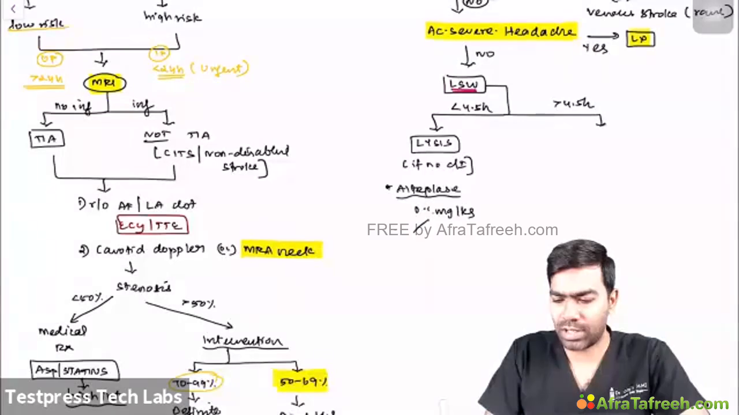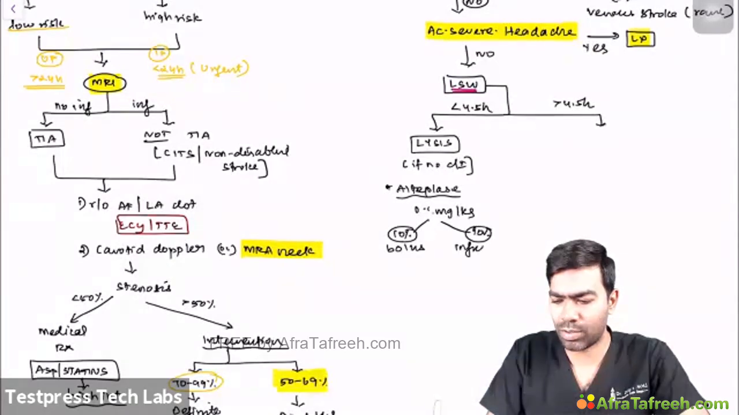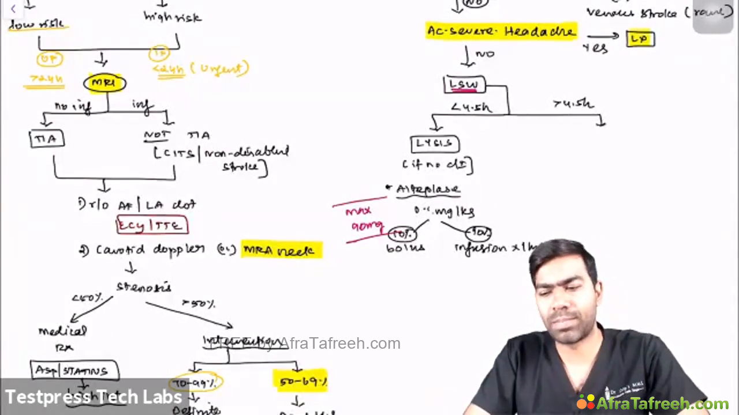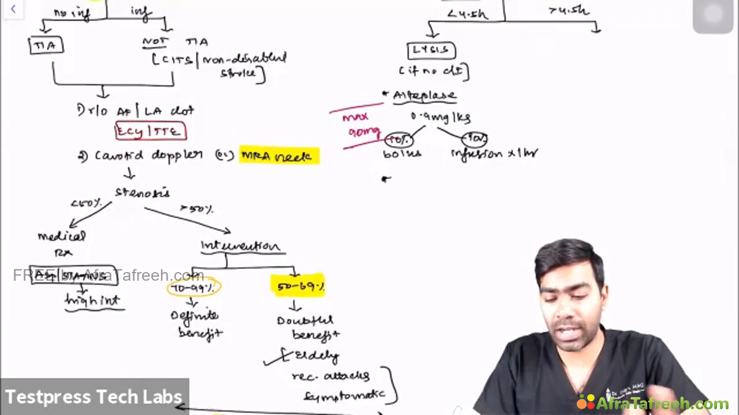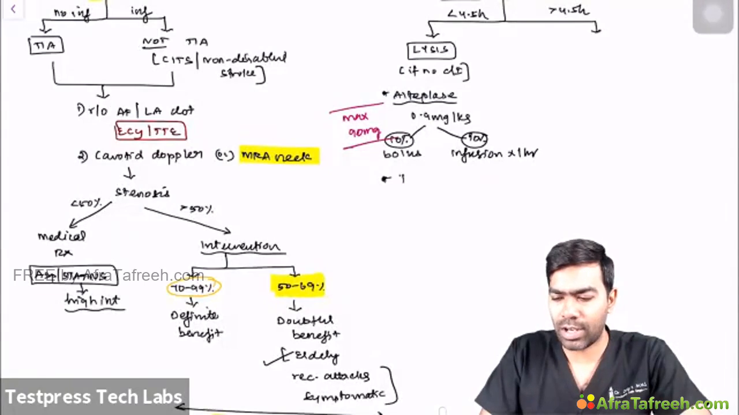Of that, 10% should be given as a bolus, and the remaining 90% will be given as an infusion over 1 hour. The maximum dose that you should use in stroke is 90 milligram. If you take your pages back and see, in MI you would have used 100 milligram, but in stroke it's always a little less, 10 milligram less. 0.9 milligram per kilogram, maximum dose is 90 milligram. Of that, 10% you will give as bolus and 90% as an infusion over 1 hour. And you have tenecteplase also.